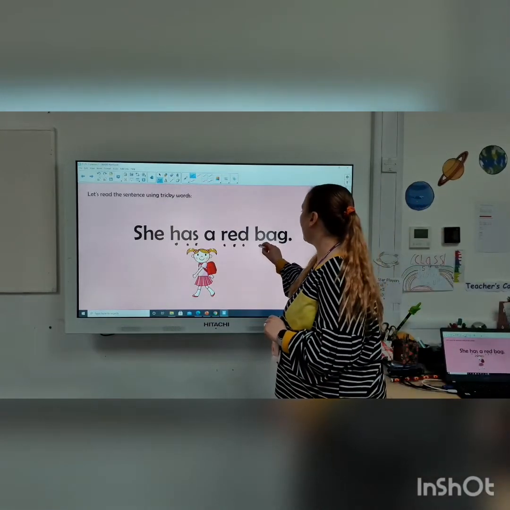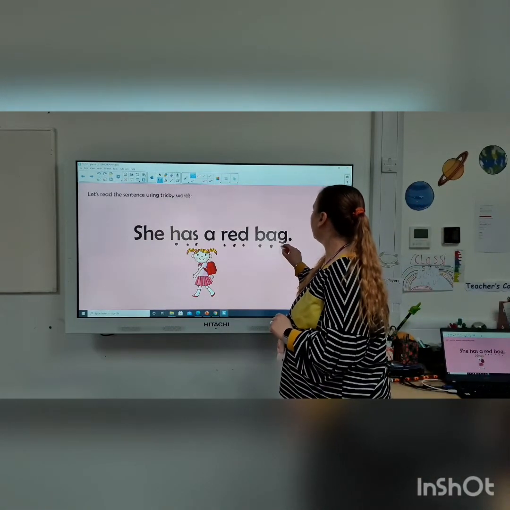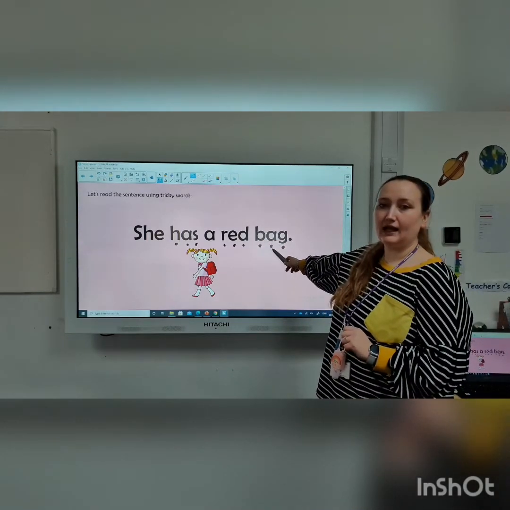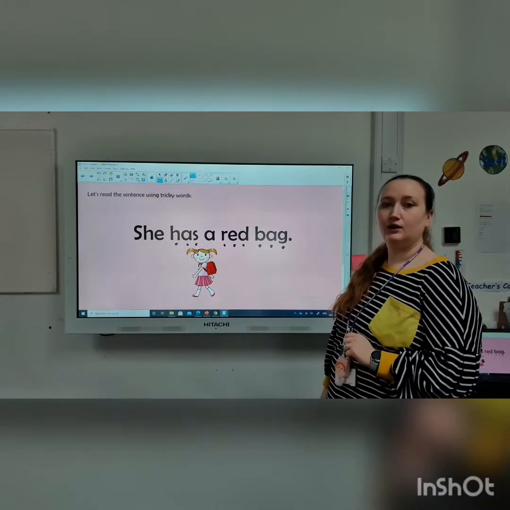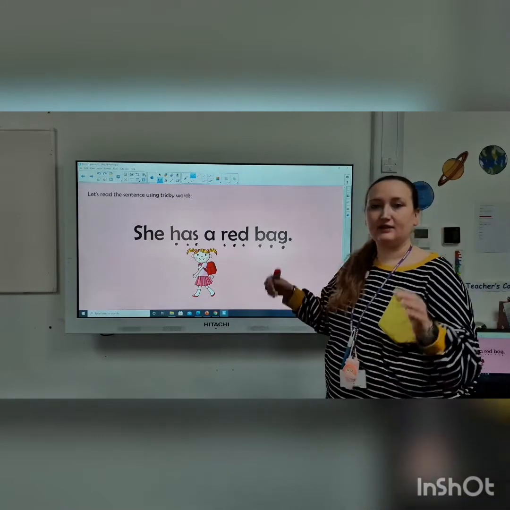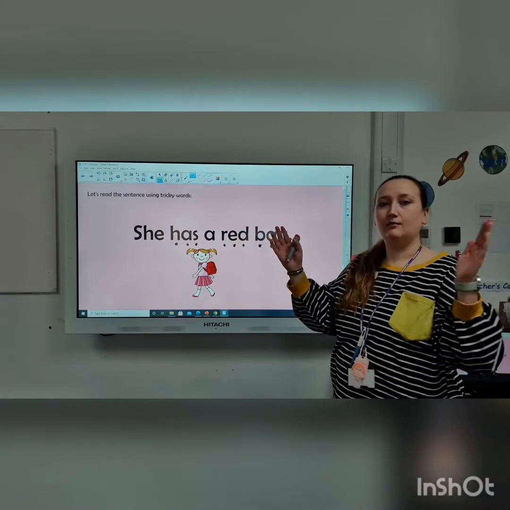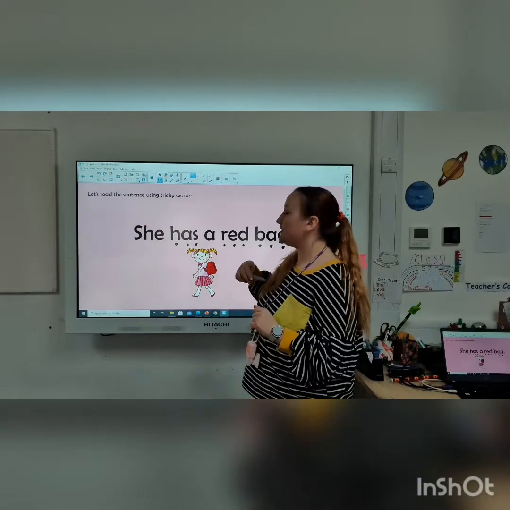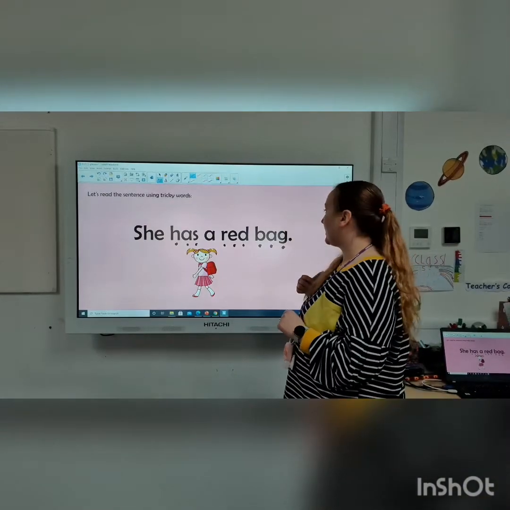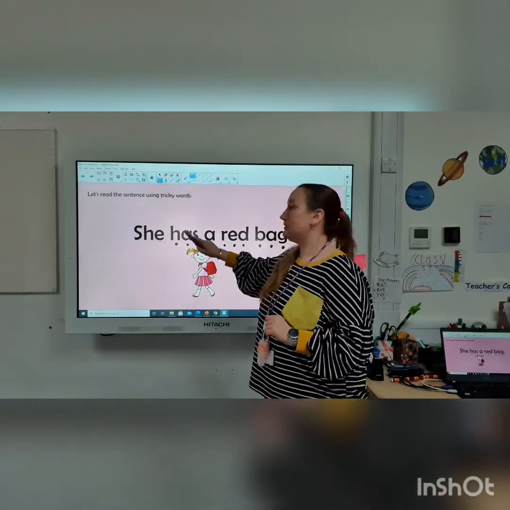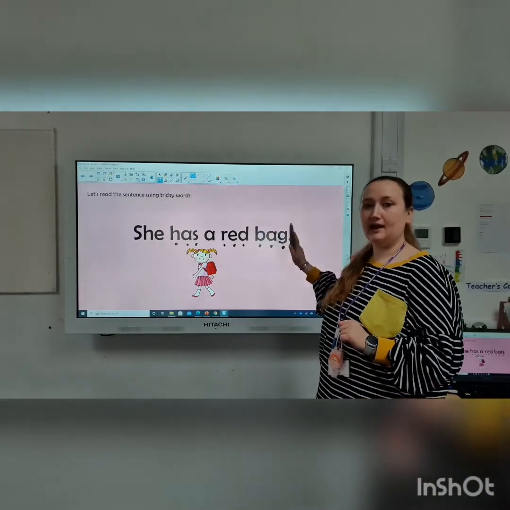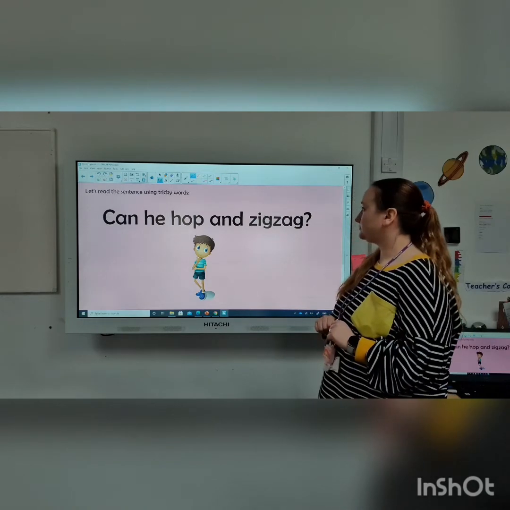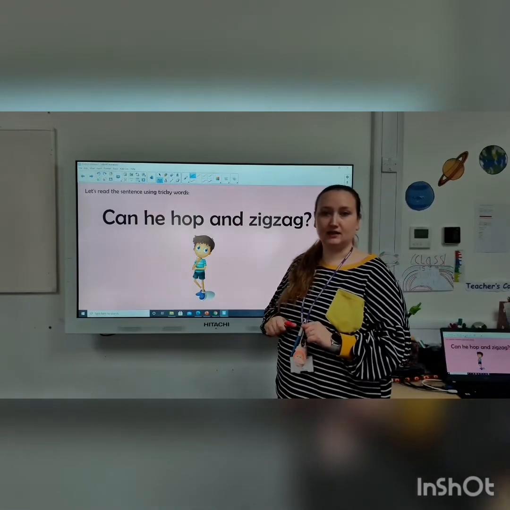Let's blend it to see if we're right. We've got three phonemes here. We've got b, and we have a, and we have g. Okay, let's blend it together. B, a, g, bag, bag. Let's say that whole sentence all together. Okay, let's read all of these words that we've blended and that we have recognised. So, she has a red bag. Brilliant job.